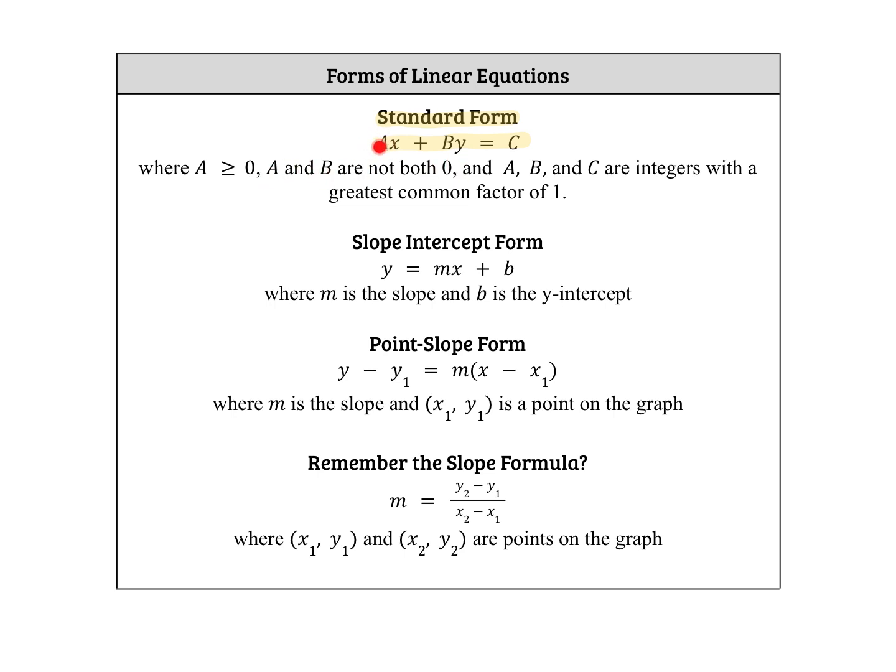So it's okay if just A is 0. If there's no x, that's fine. And if there's no y, that's also fine, but they cannot both be 0. And then A, B, and C are all integers, meaning they are not fractions. And the greatest common factor should be 1. So if you can reduce down those integers, you should. This is a very specific way of writing a linear equation. You probably won't use it a whole lot, but it is good to know what standard form is.